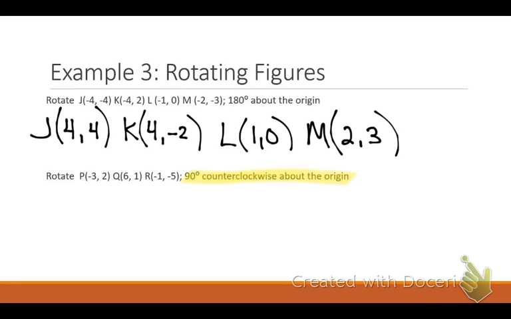If you're going 90 degrees counterclockwise from your original ordered pair to your new ordered pair, what's happening to X and Y? Okay, so you answer that, and then I want you to rotate P. I'm going to ask you for your answer in just a minute.